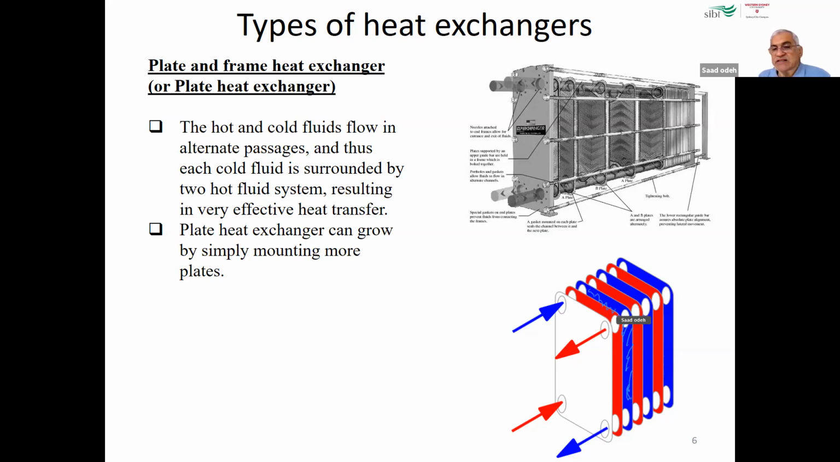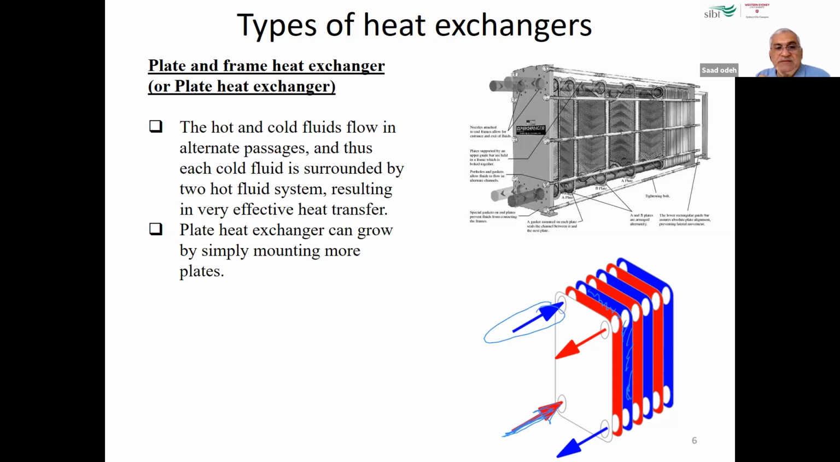So the red one has, let's say, the hot fluid. The blue one has the cold fluid, and they can't mix together. But they have a special way to go through this heat exchanger. So the hot fluid coming from this side only fills the red plates or red spaces, while the cold fluid only fills the blue plates' spaces.